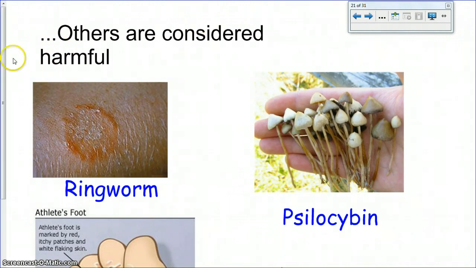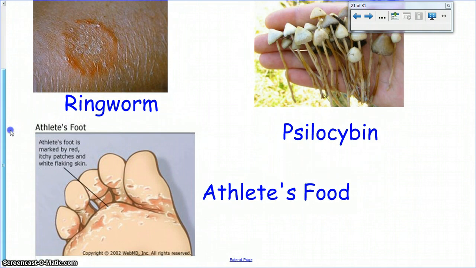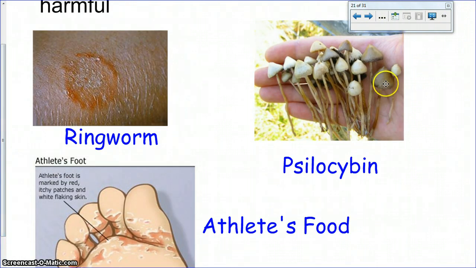So harmful ones would be any type of fungal infection. So athlete's foot is considered a fungal infection. So is ringworm. It's not actually a worm, it's a fungal infection. And then even psilocybin. So these over here, these are what is more commonly known as magic mushrooms. So these are hallucinogens. Psilocybin is the scientific name for the mushroom. So these are all harmful considerations for fungi. So these are two infections, and this would be a hallucinogen.